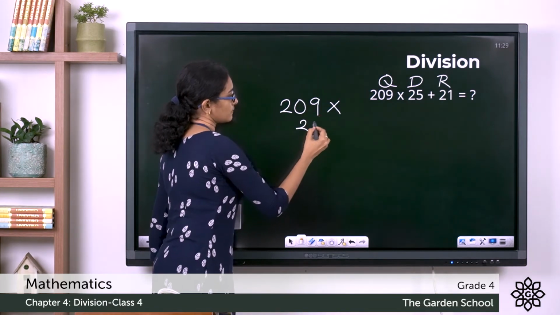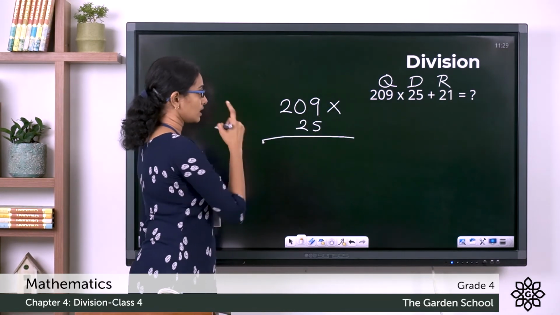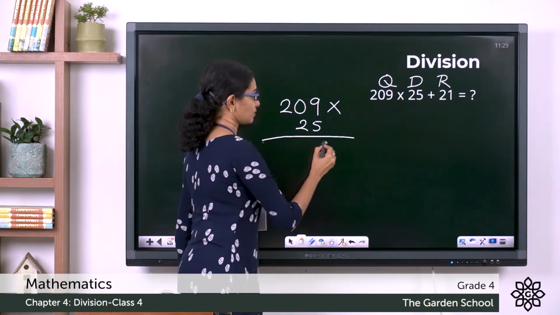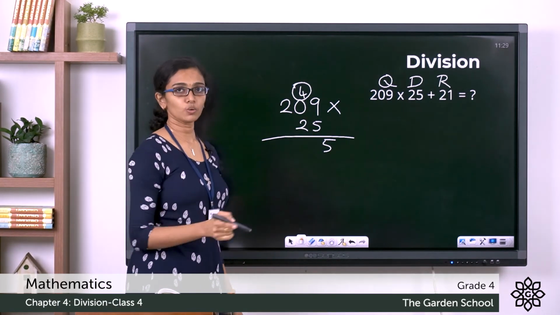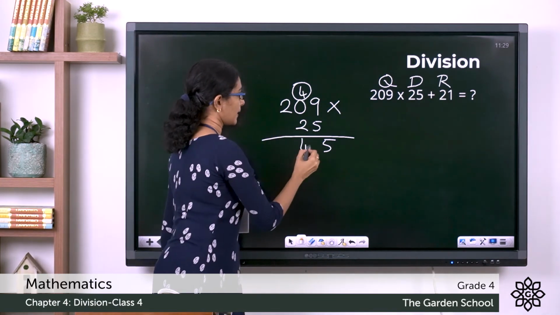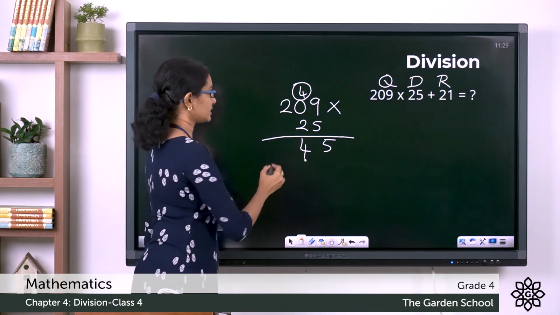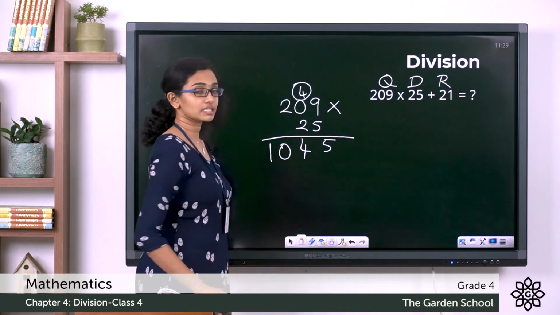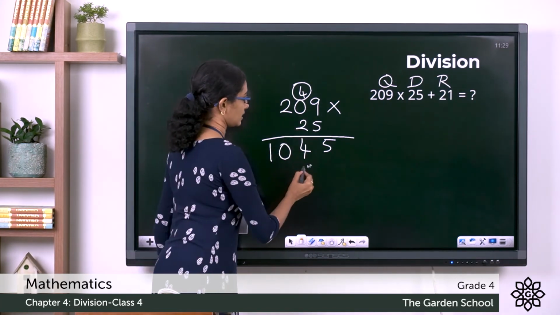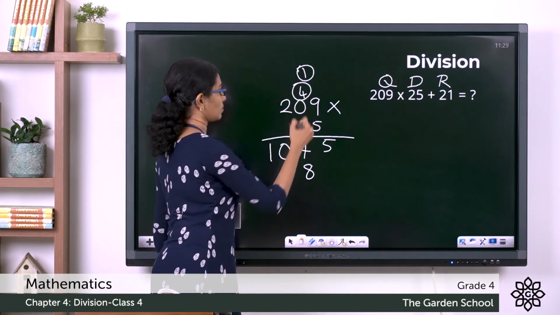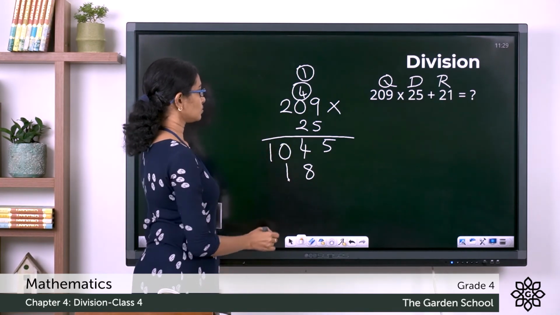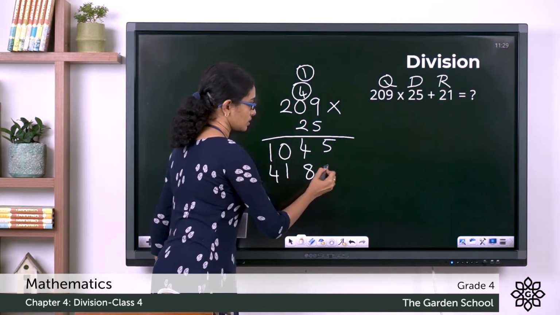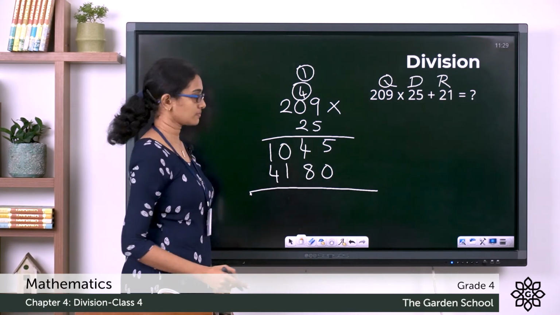209 into 25. 9 into 5 is 45. A carry over 4. 5 into 0, 0 plus 4, 4 here. 5 into 2, it is 10. With the next digit, 2 into 9, 18. A carry over 1. 2 into 0 plus 1, 1. 2 into 2, it is 4. Inserting zeros to correct the columns and places.